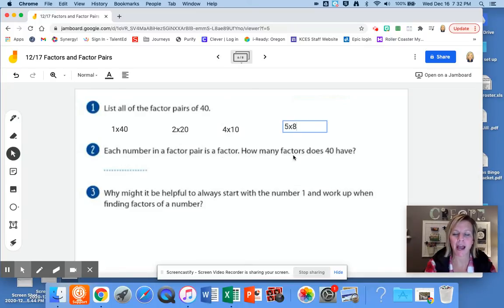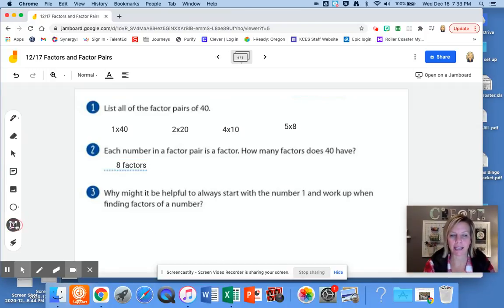So how many factors does 40 have? Look at all these pairs. How many factors does 40 have? Go ahead and do that now. Okay, so all you had to do was count up each of the factors. So I have 1, 2, 3, 4, 5, 6, 7, 8. So then how many factors does 40 have? It has 8 factors, 8 different factors, 4 factor pairs, but 8 factors.